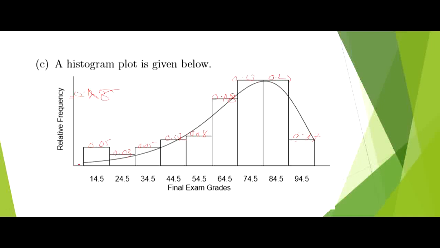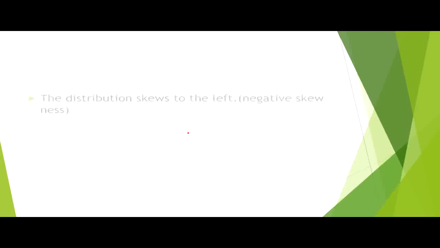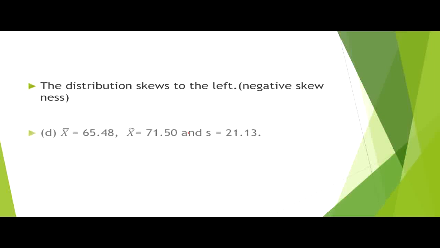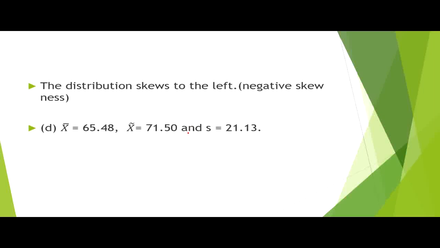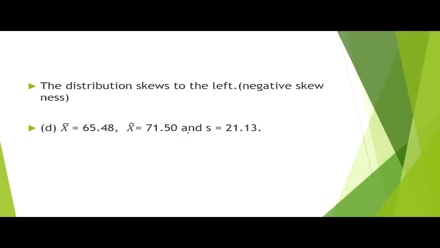Now if you roughly draw a normal curve touching the tops, it shows that it is left skewed. Skewness is towards the left, so this is not a symmetric curve. Finding the mean, median and the standard deviation has been left to you, or you can take the data, use SPSS and check this one. Thank you very much.